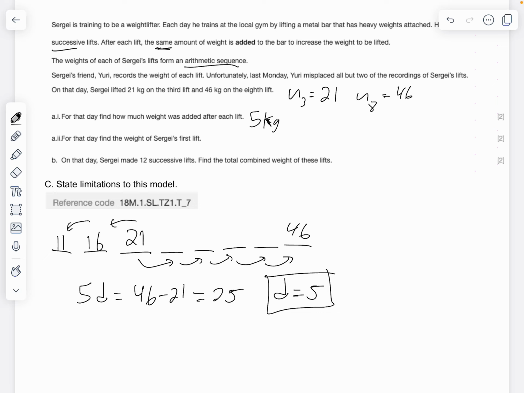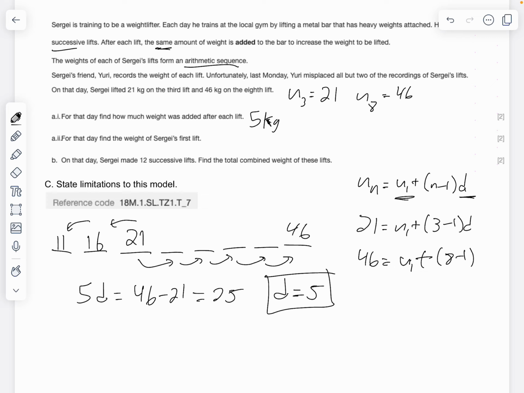We could have actually done this using simultaneous equations, using Un equals U1 plus n minus 1 D, right? We didn't know U1 and we didn't know D, but we had two equations we could have done. We could have done 21 equals U1 plus 3 minus 1 times D, and 46 equals U1 plus 8 minus 1 D. And you have simultaneous equations, two variables, two unknowns, which you can solve in your calculator or by hand pretty easily by elimination here. If you just subtract this guy, the U1s will cancel, which is pretty nice.